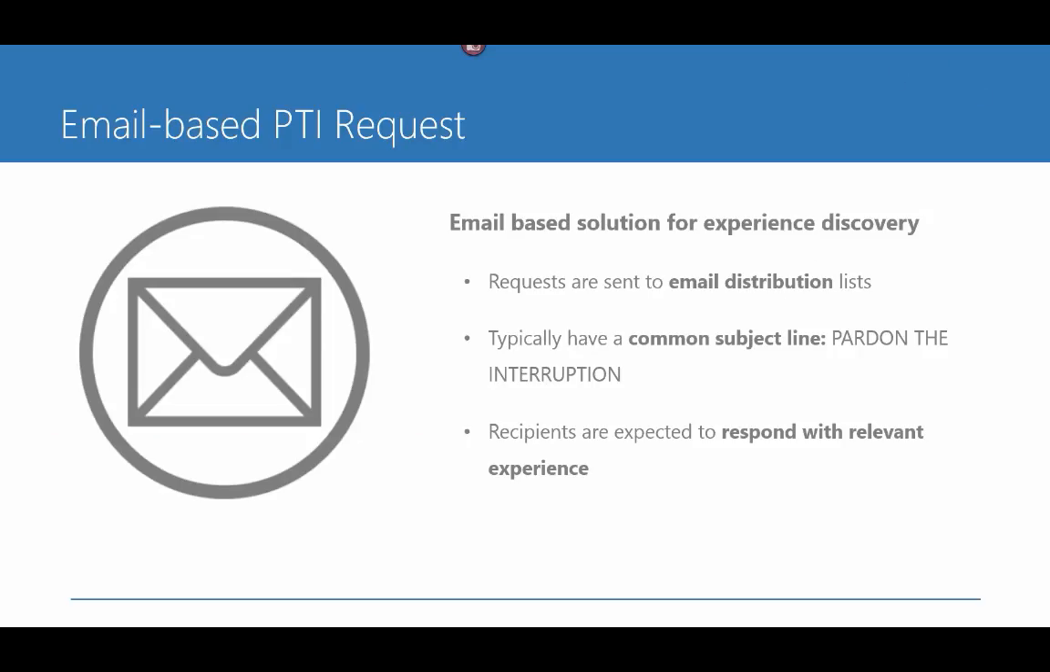And so let's talk about what we've seen around the email-based workflow. Essentially what happens is there's a series of distribution lists. Maybe it's all attorneys, maybe it's Florida attorneys, maybe it's intellectual property attorneys. So we create these distribution lists that the requester is expected to address their request to. Typically, these emails have some type of common subject line like PTI or "in search of" or "pardon the interruption," and then you provide a brief description of what it is that you're looking for.